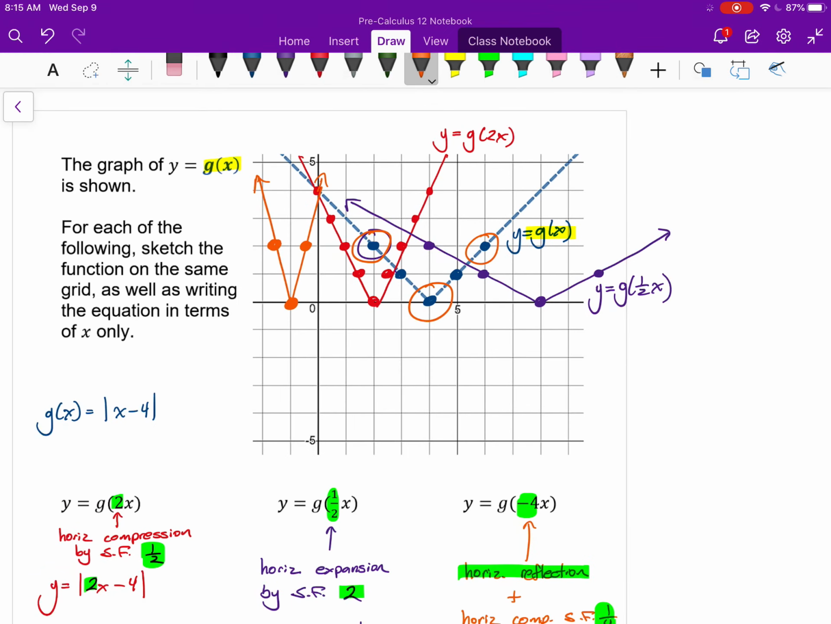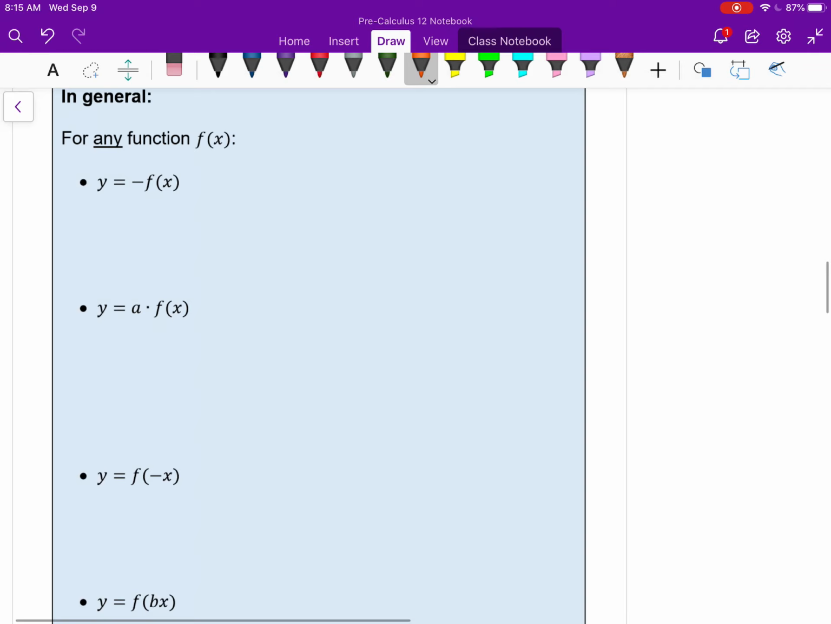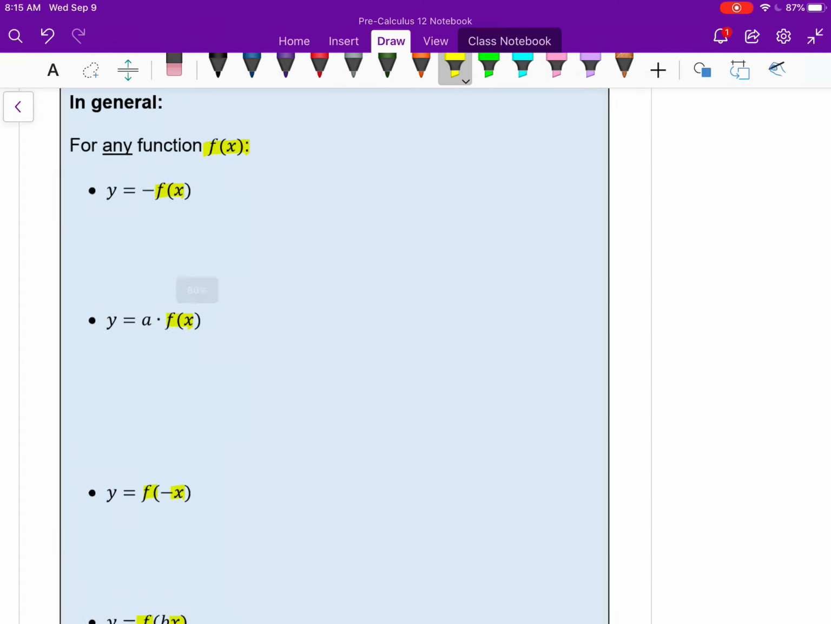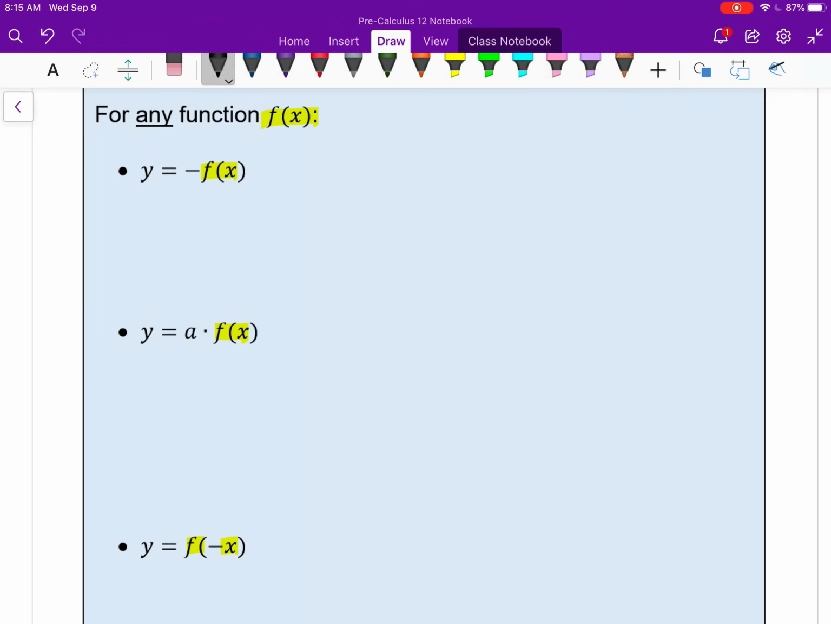So let's summarize this like we did last lesson. So for any function, f of x, all these f of x's represent the same thing. But then there's some negatives in here later on. For any function f of x, if you put a negative in the front, that represents a vertical reflection. You can also call that a reflection in the x-axis.